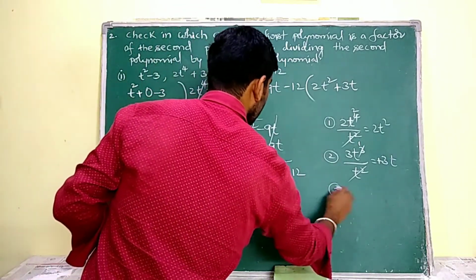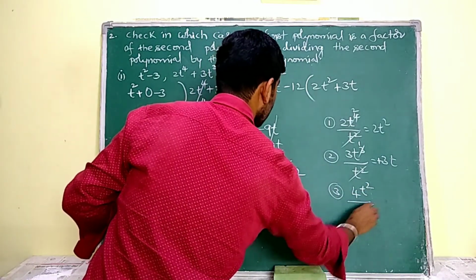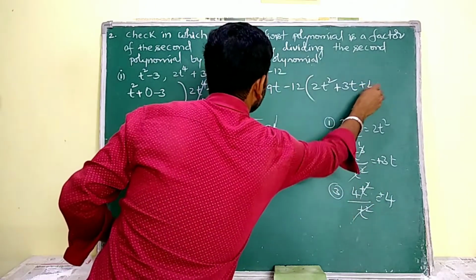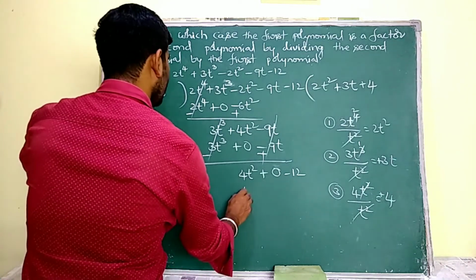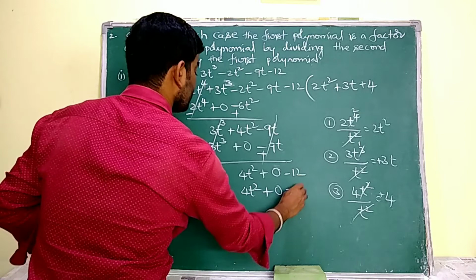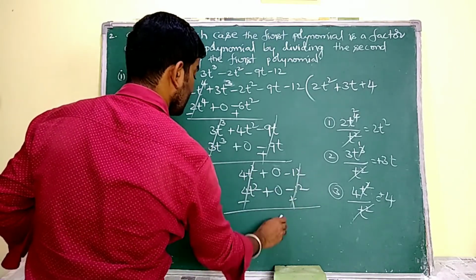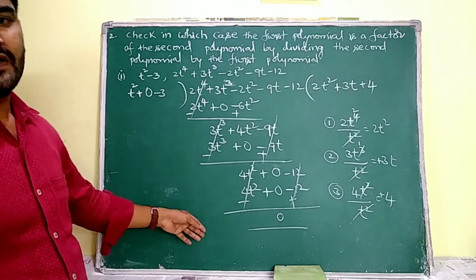To obtain the third term, 4t square by t square it is. t square and t square are going to be cancelled, it is plus 4. So plus 4 is the third term of the quotient. Now see ma, plus 4 into t square plus 4t square, and it is 0 and it is 12. And now 0. We obtain 0 in the remainder.